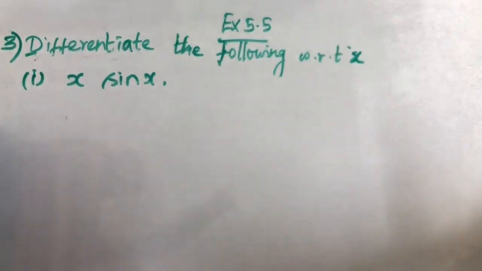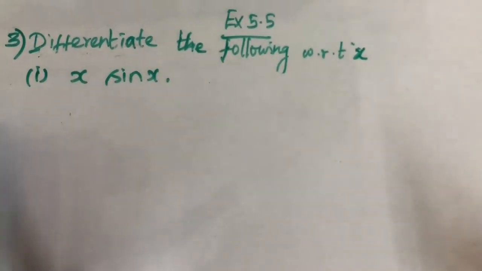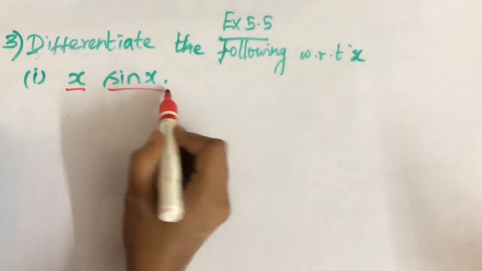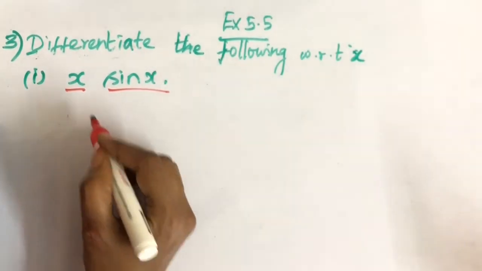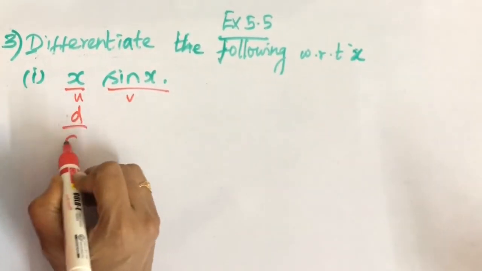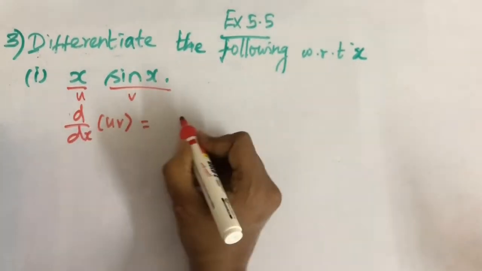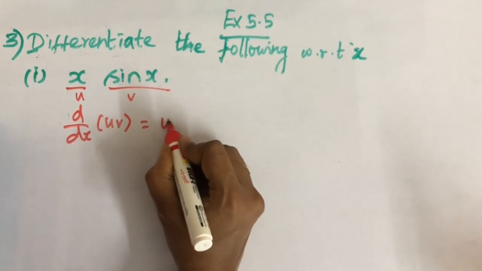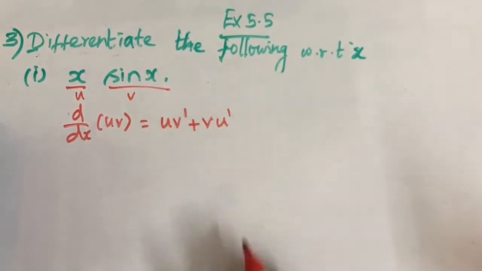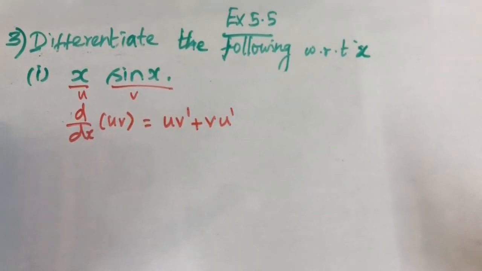Differentiate the following. First one, x sin x. Here it is the product of two functions. x is also a function. Similarly, sin x is also a function. So, uv method. Okay, so d by dx of uv, product of functions, is equal to u into v dash plus v into u dash. U into v dash plus v into u dash. We can do it directly.